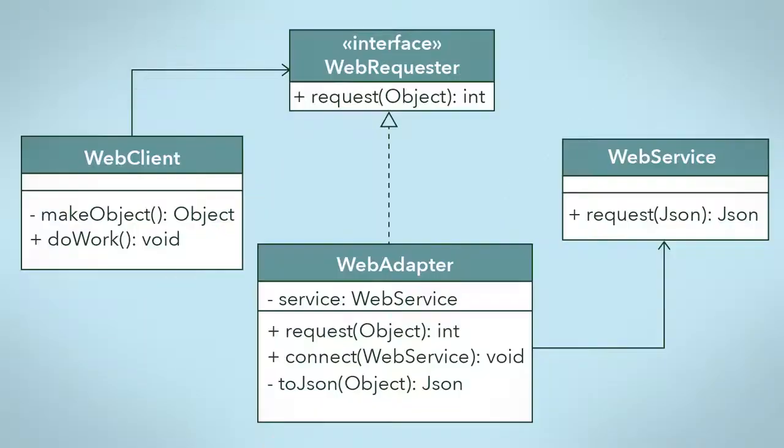Now let's take a look at how we can implement the adapter design pattern in a specific example. In this example, we have a pre-existing web client that we want to use to talk to another web service. Our web client expects to send any object in a request, but the service only supports a JSON object. We need to use an adapter to convert our object request into a JSON object.